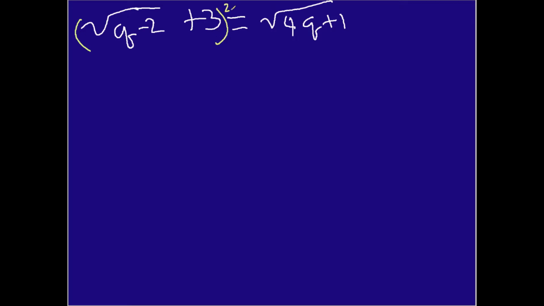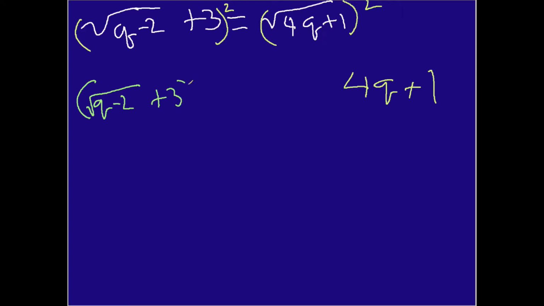I'll put my parentheses there, square that, put my parentheses there, square this. So on the left hand side, I'm going to have 4q plus 1. That's all that's going to happen there. But over here on the other side, it's going to be a little bit messier. So now I have the square root of q minus 2, plus 3 here, and then the square root of q minus 2, oh, that should be a q, excuse me, q minus 2 plus 3, like so.